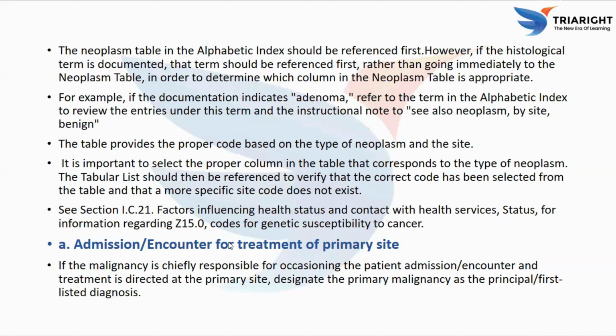So the next guideline is admission or encounter for treatment of the primary site. If the primary malignancy is the main reason for the encounter or admission and the treatment is directed at that site, you have to code the primary malignancy as the principal or first listed diagnosis. For example, if a patient is admitted for chemotherapy for lung cancer, you assign C34 codes, which denote malignant neoplasm of lung, as the principal diagnosis. You should not code symptoms like pain or weight loss as principal when cancer treatment is the reason.